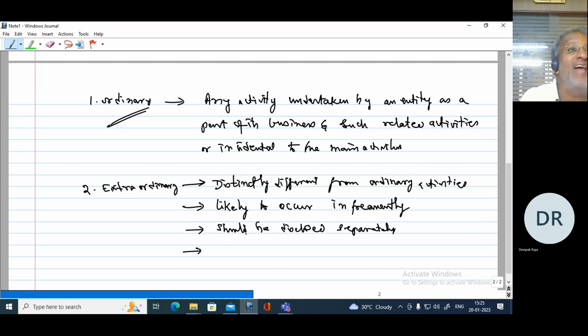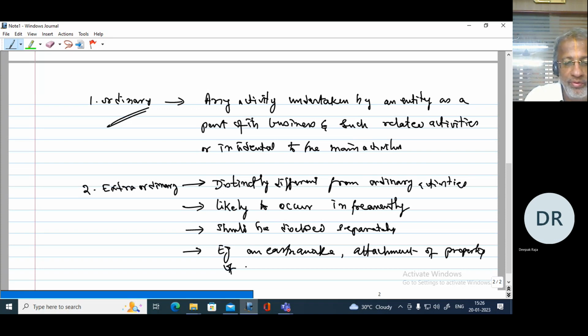People might ask this question, sir, can you give an example for an extraordinary item? An extraordinary item could be an accidental item, say an earthquake, or attachment of property of the entity. These are the examples that they have provided in the Institute study material, therefore I am using it.